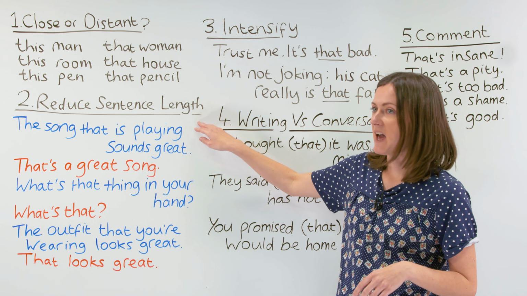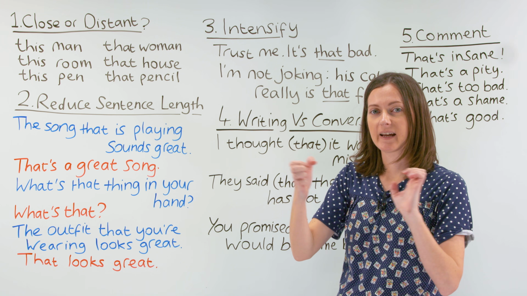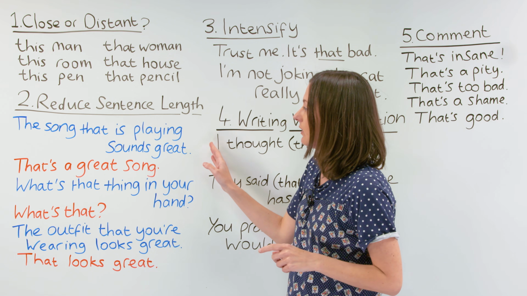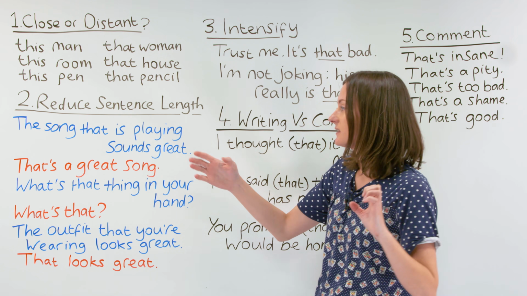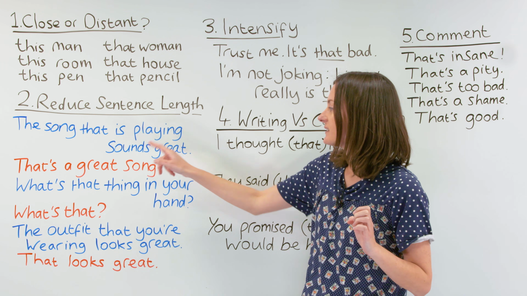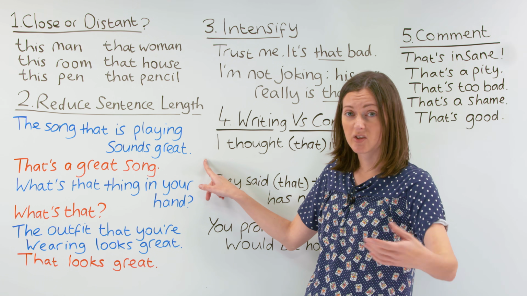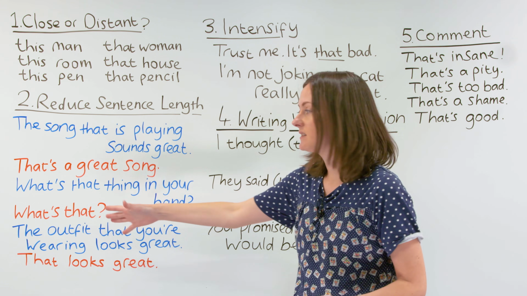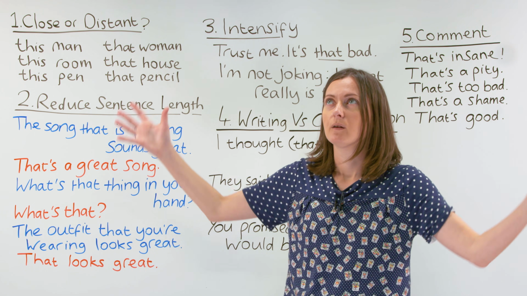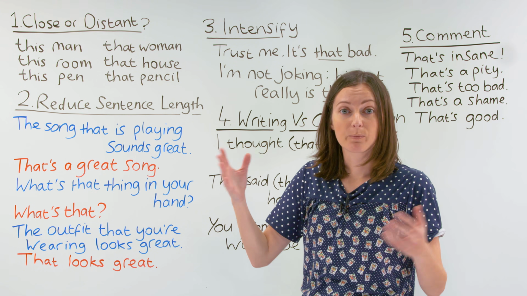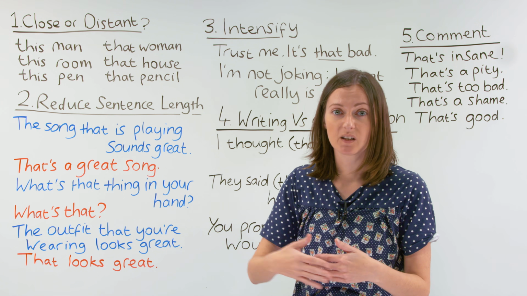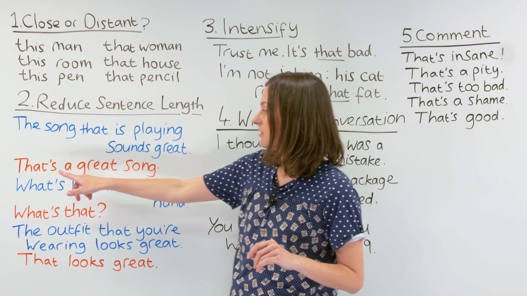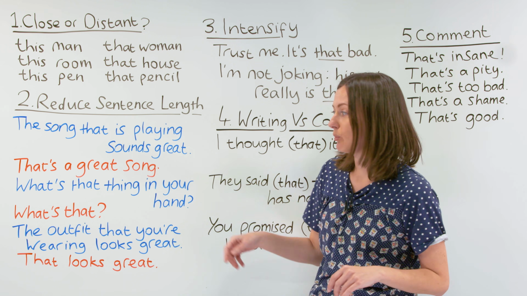We can also use "that" when we want to reduce the length of a sentence. Because that is a pointing word, we can take a longer sentence, such as, "The song that is playing sounds great," and instead we can just say, "That's a great song." In a sentence like this, that means the song that's playing now. You already know about it, so I don't need to say those extra words. I can make it shorter. That's a great song.